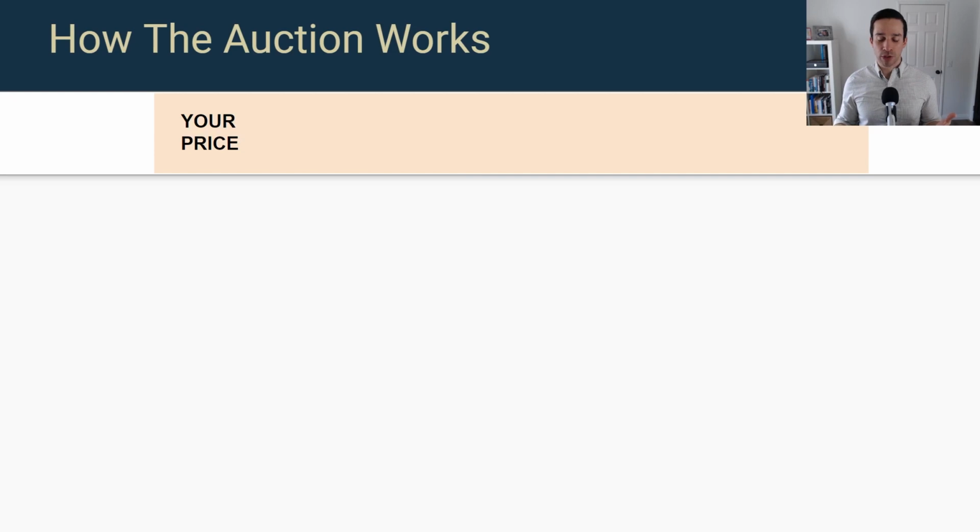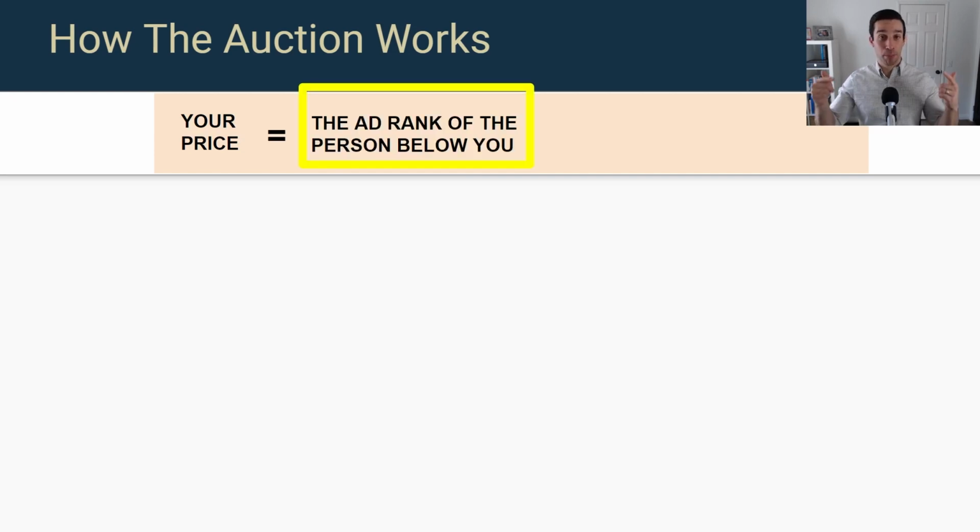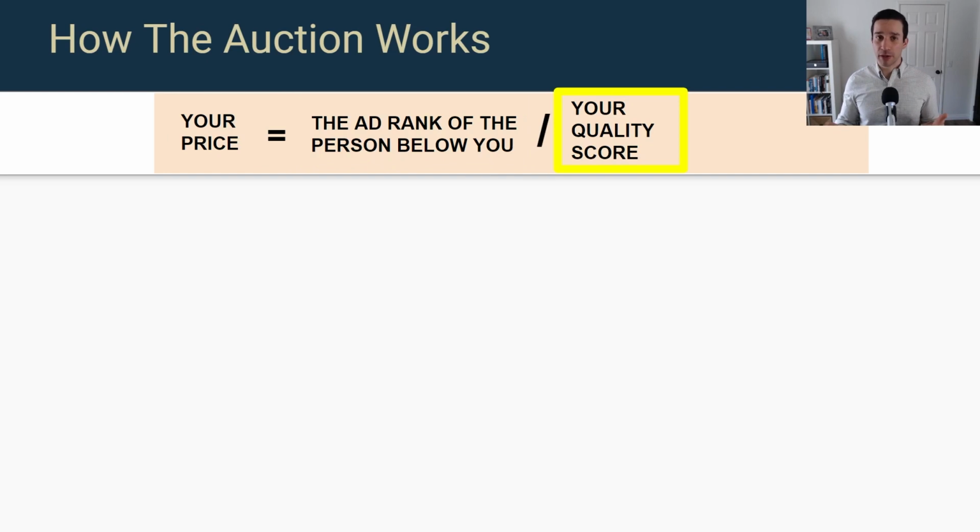The way it works in terms of what price you pay for your clicks is the ad rank of the person below you. So your competitors around you influence what you have to end up paying. And then you divide that by your own quality score. I'll get into that in just a second if you don't know what quality score is. And then you add 1 cent to that. So that is how the auction works.